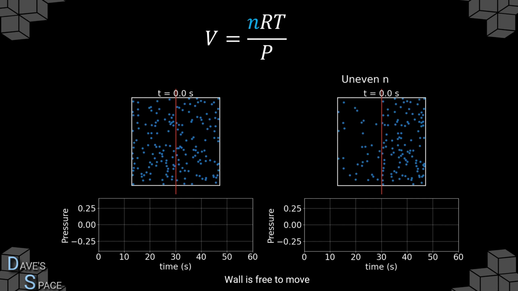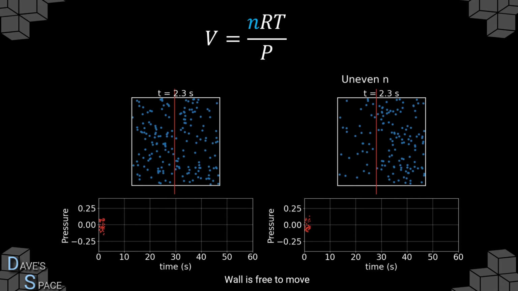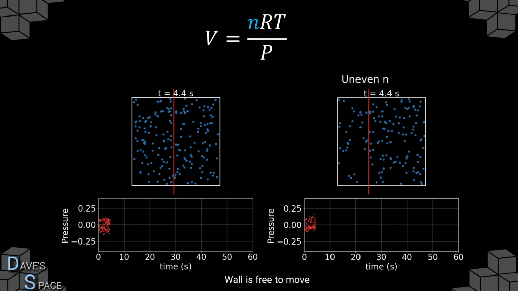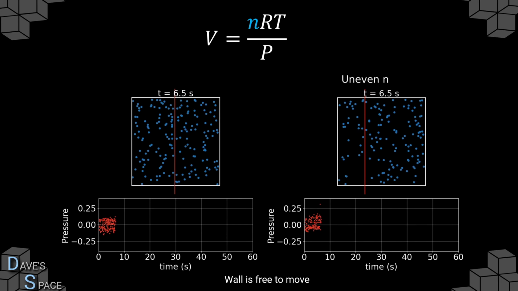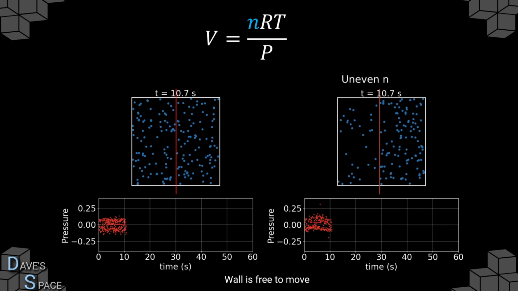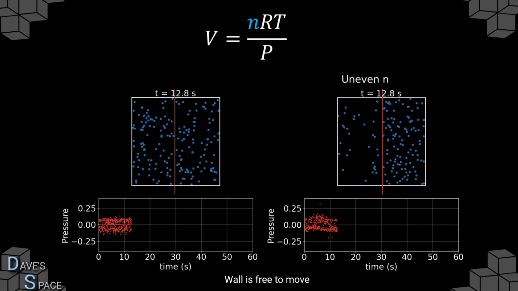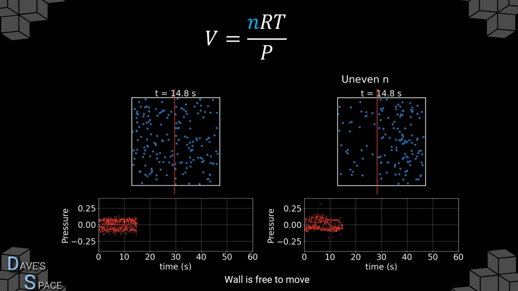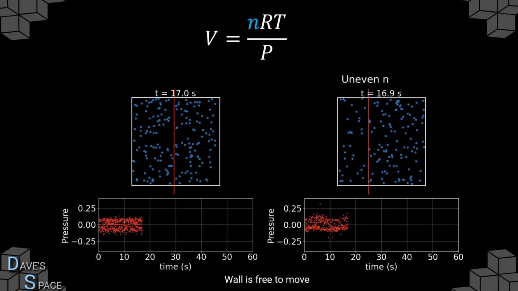Now what happens when we change the number of particles in one side of the box? The volume should change, right? We can see that as before, more particles at the same temperature results in more collisions with the line. This means there is more pressure on the right than the left hand side. This does not mean that the left hand side does not exert any pressure, however, it's just less.